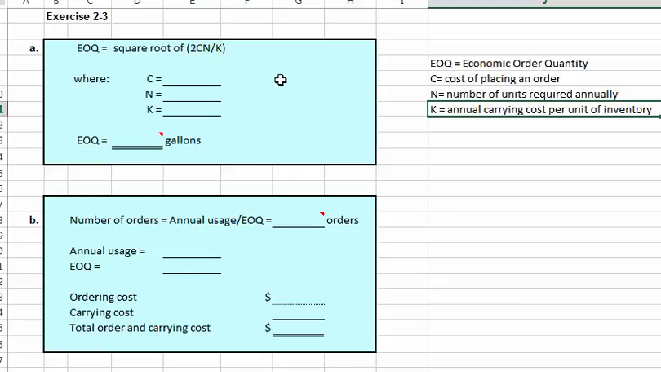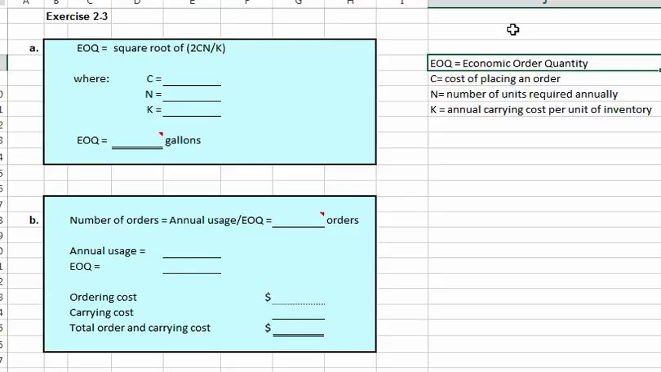The top, we're going to multiply 2 times the cost of placing an order times the number of units they need annually. Number of units of direct materials. Then we'll divide by the annual carrying cost per unit of inventory. Then we're going to take the square root of that number to get the economic order quantity.